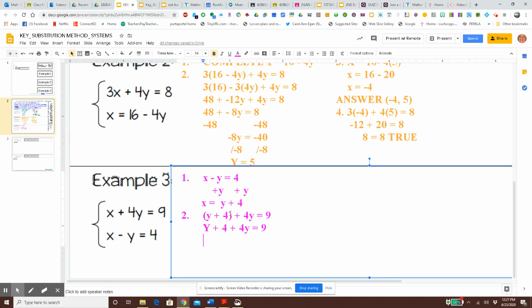That's step 1 when you distribute, right? Get rid of the parentheses. So now I have 1y plus 4 plus 4y equals 9. I'm going to combine like terms because 1y and 4y will give me 5y.